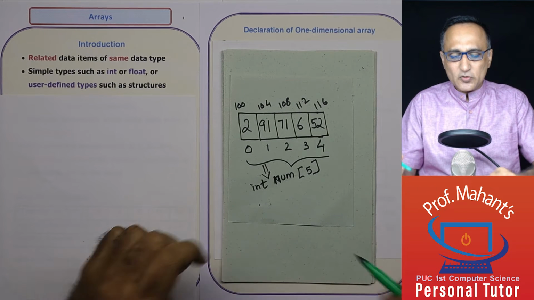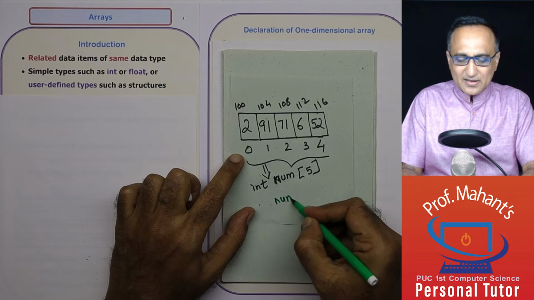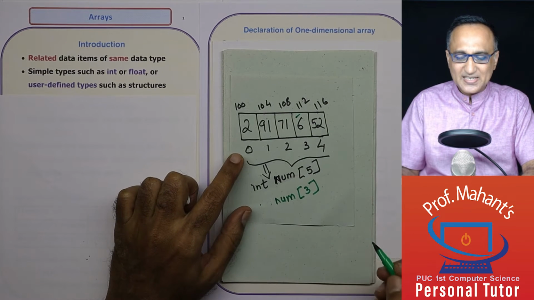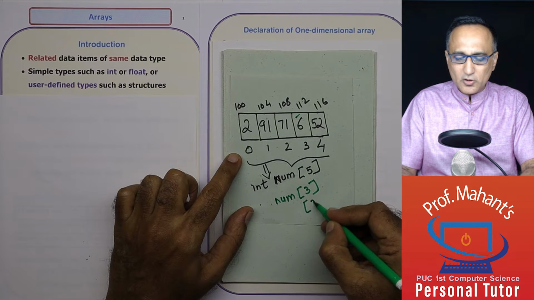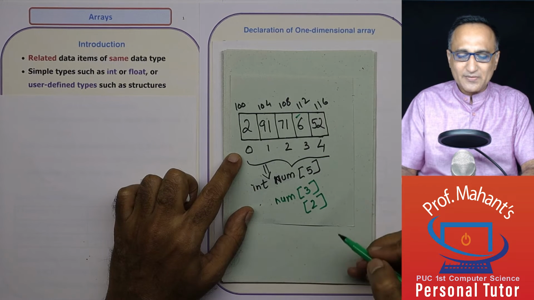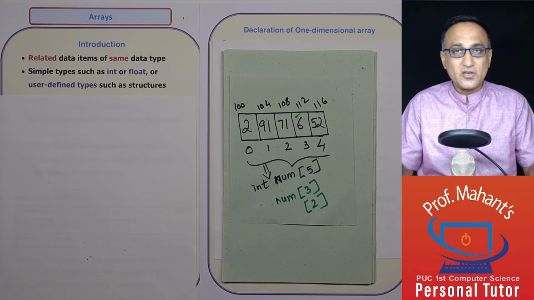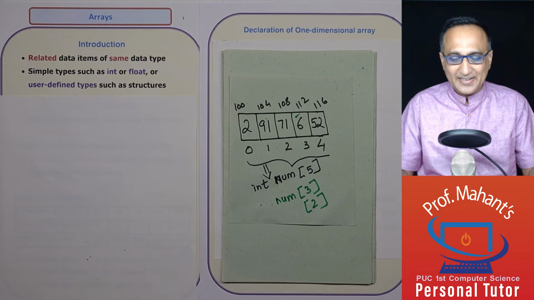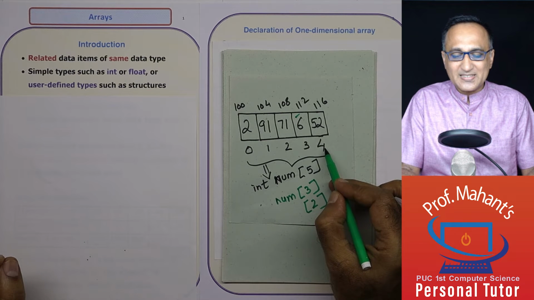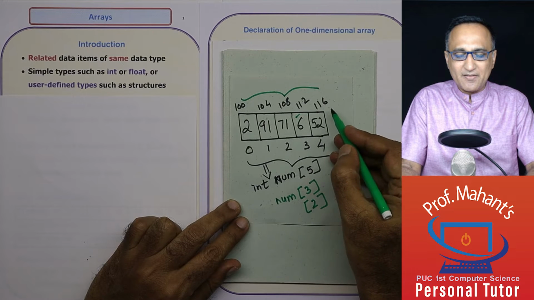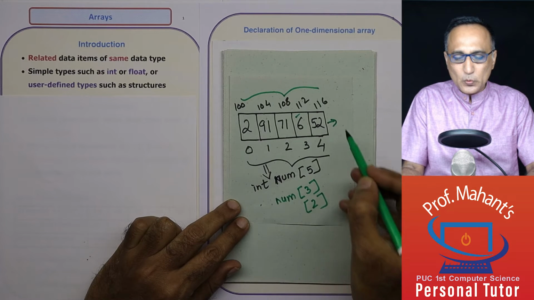Now, if I say num[3], I am referring to 6. If I say num[2], I am referring to 71. If I say num[5], I am referring to a location whose value cannot be guaranteed, because the last location you can access is 4. So this on the top stands for the memory addresses. This stands for the values.